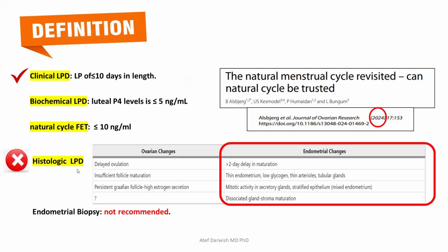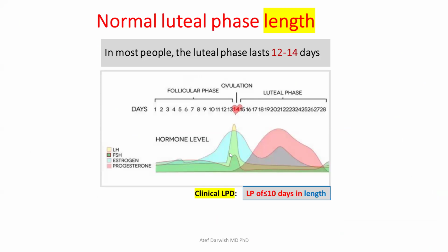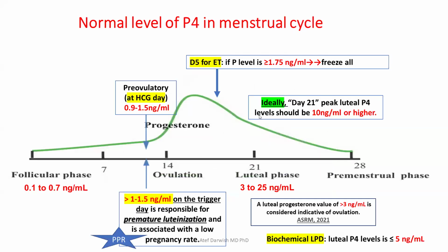Previously, histologic luteal phase defect relied on the histopathologist who would diagnose it when they found the luteal phase endometrium is 2 days beyond the expected day. In recent publications and recommendations, we don't rely on histopathologic diagnosis. So the definition is mainly clinical, sometimes biochemical, or a combination of clinical and biochemical, with a special situation for frozen embryo transfer. We know that the normal luteal phase length is between 12 and 14 days. And if it is 10 days or less, this is the luteal phase defect.